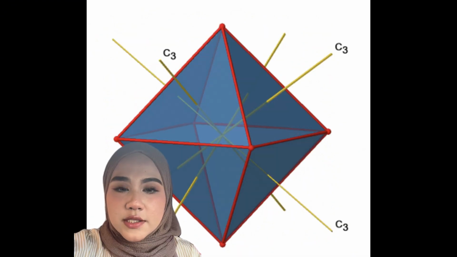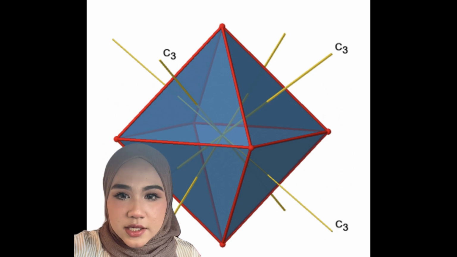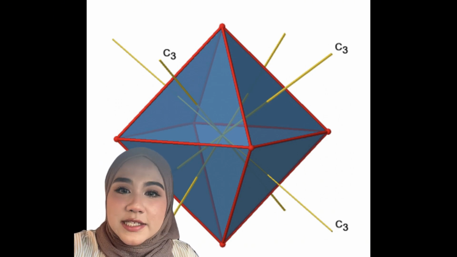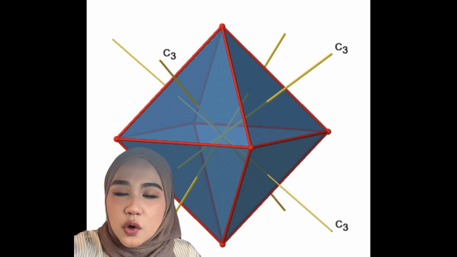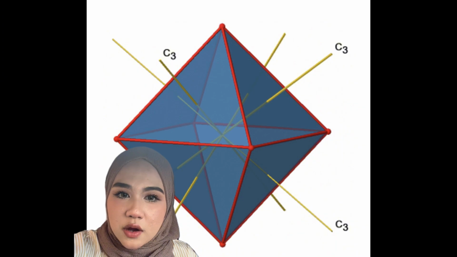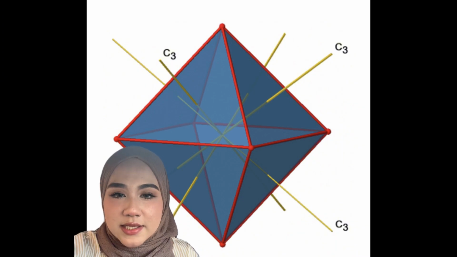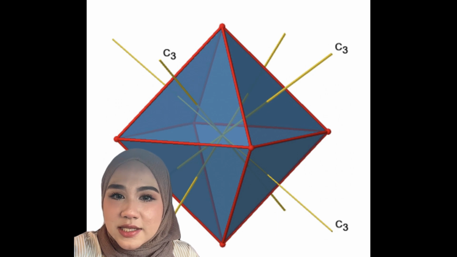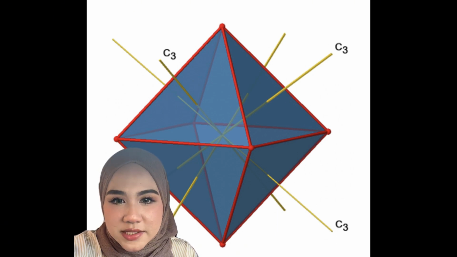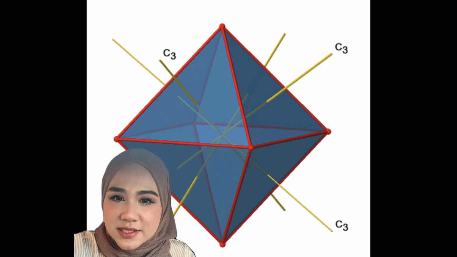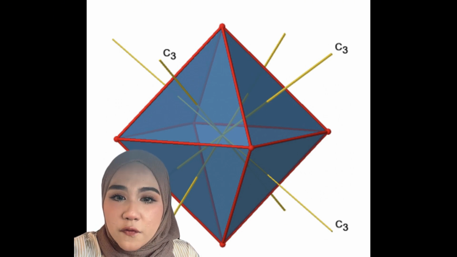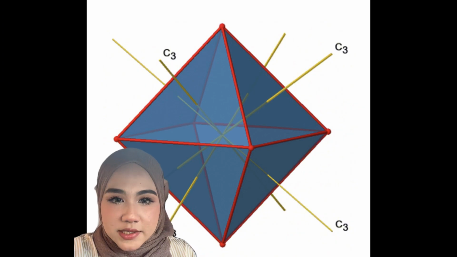Now, there are 4 C3 axes. An octahedron has overall 8 triangular faces and each C3 axis goes through 2 opposite faces. So there are 8 divided by 2, which is 4, for the C3 axis. Each C3 axis has the C31 and the C32 as unique symmetry operations. The C33 is the same as the identity, which is E. So overall, we have 4 times 2, which is 8 operations.